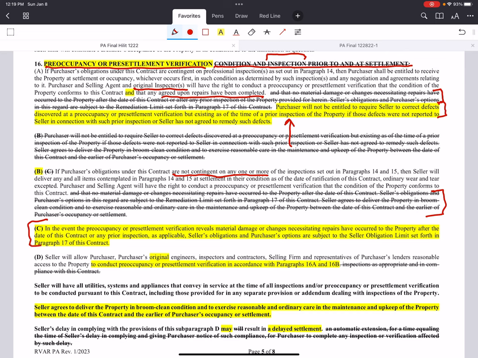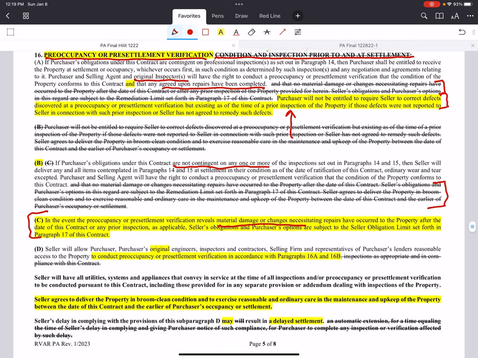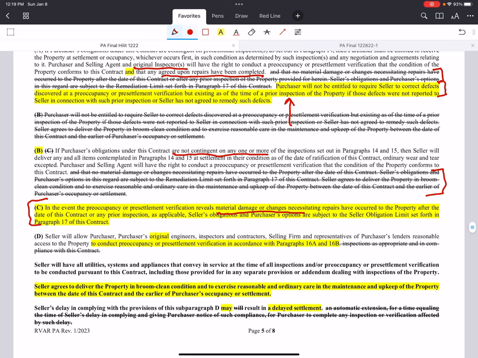We created a new paragraph to talk about the condition of the property at this verification, and the purpose of that is if the material damage necessitating repairs is discovered, then the seller is obligated and capped at the remediation limit, or we've renamed that, you'll see here in a minute, in paragraph 17. So again, paragraph 16C has to do with making sure that everyone understands that if there have been material damage or changes necessitating repairs at this verification, the seller has some obligations there, and those obligations are outlined in paragraph 17.